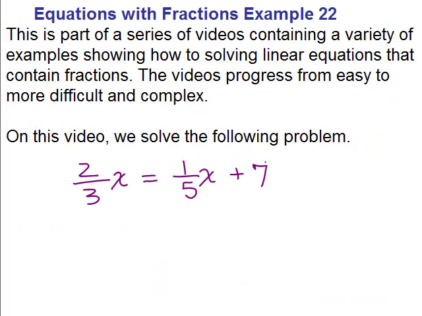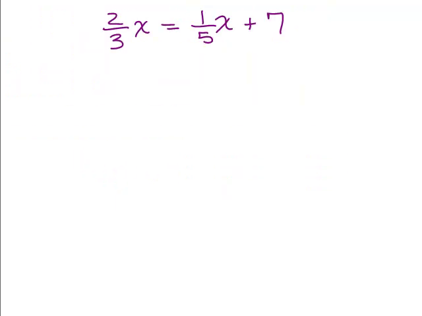This is example 22 of solving an equation that contains fractions. So I've got two fractions here. Anytime I see more than one fraction, I always multiply by the least common denominator, and I usually do that even when there's just one fraction, especially when there's two with different denominators. So the least common denominator, I've got a 3, I've got a 5 for denominators, is going to be 15. So I'm going to multiply each side by 15.